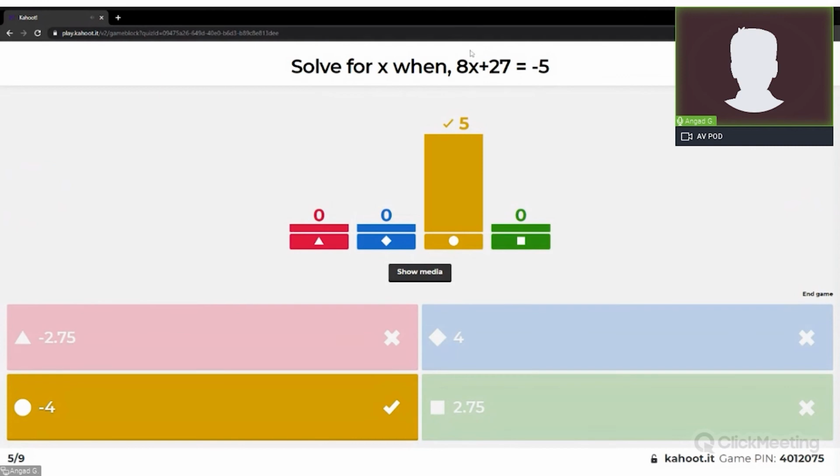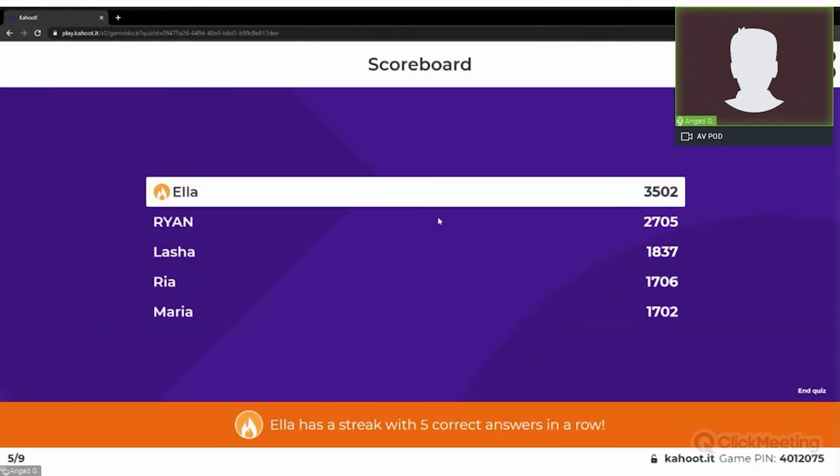All right, everyone got this right. We just subtract 25 from each side to cancel out the 25. We get 8x is equal to negative 32. Divide by 8 on each side, and we get x is equal to negative 4. Right. All right, cool. Ella's still on top.